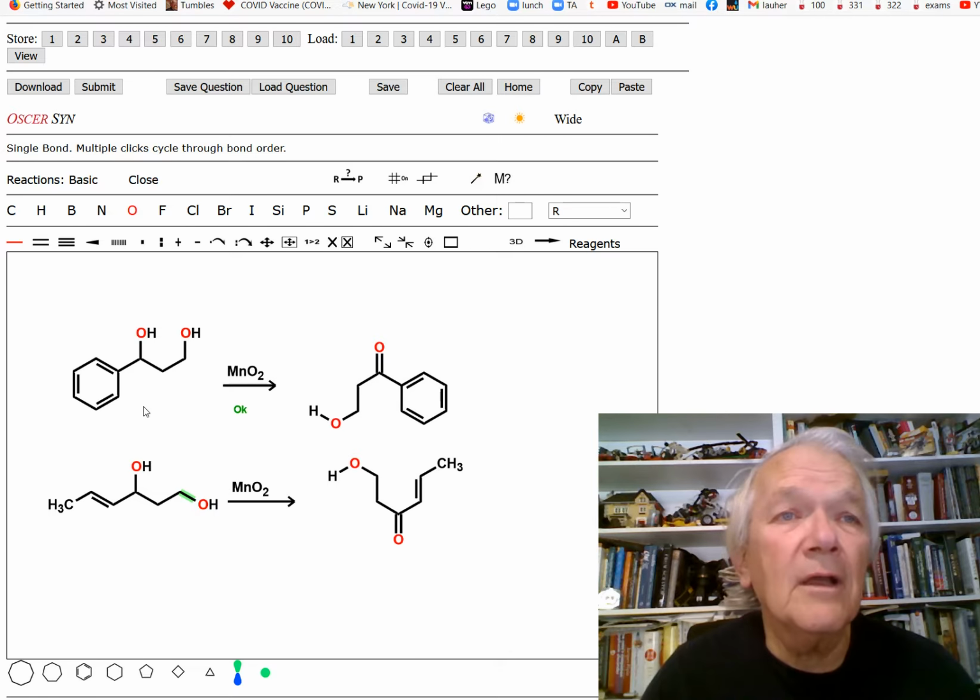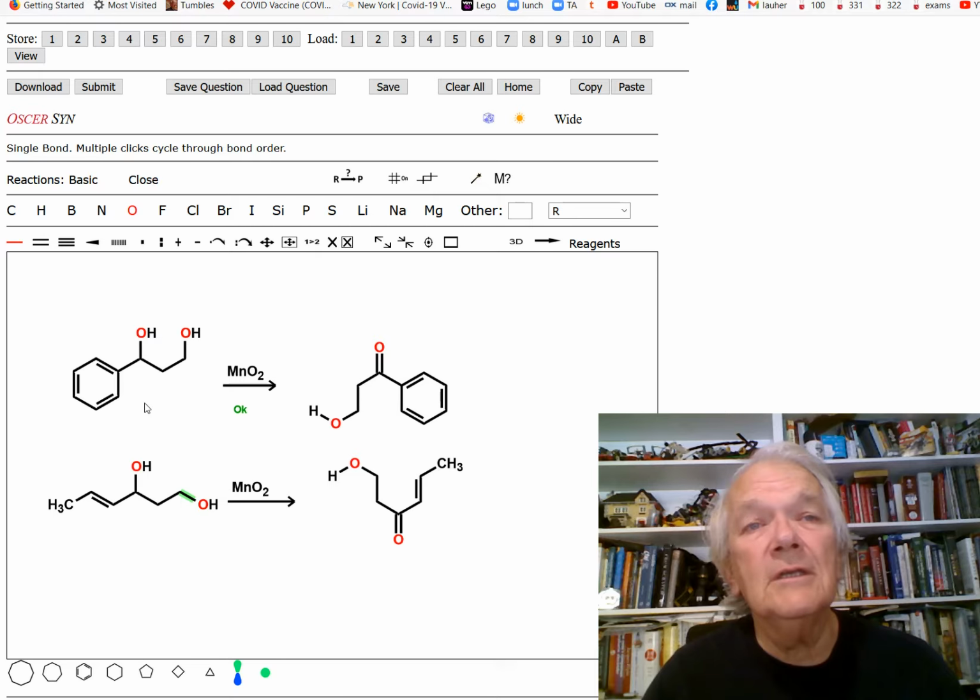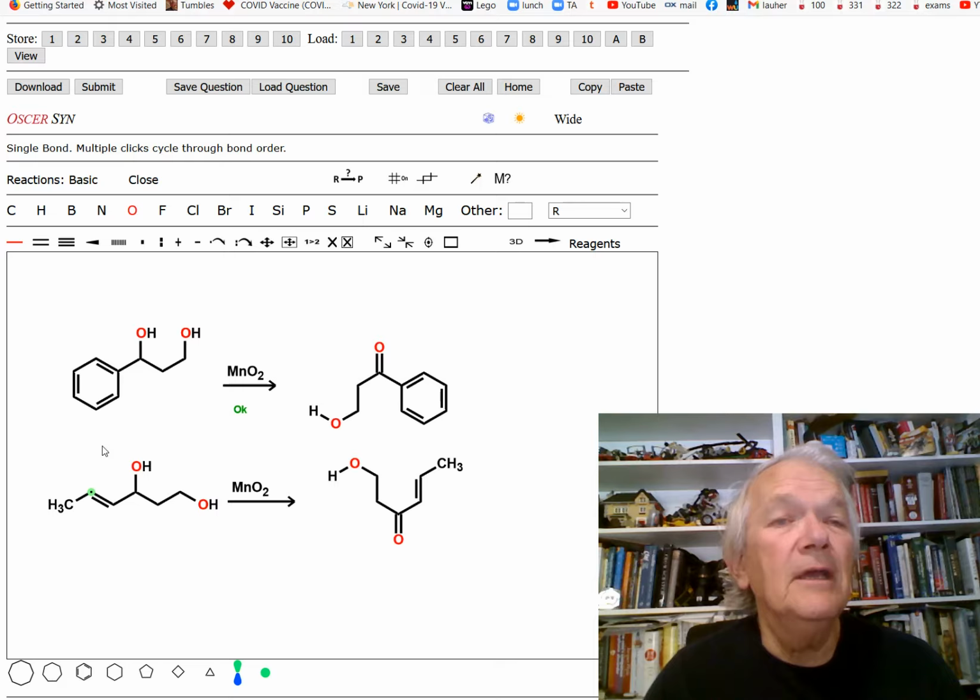Now, why does this work? Well, it works for the same reason that the benzyl bromination works so well. It's a radical reaction. It involves feeding electrons into the system, and the delocalization of the benzyl group or the double bond of the allyl group helps delocalize the electrons which are necessary to do this reaction.